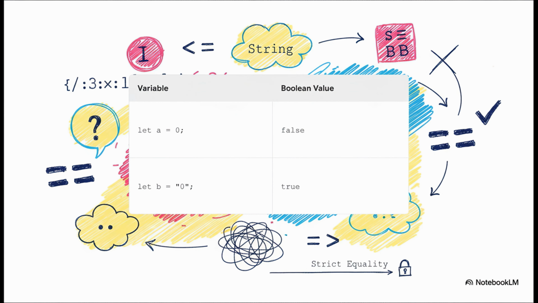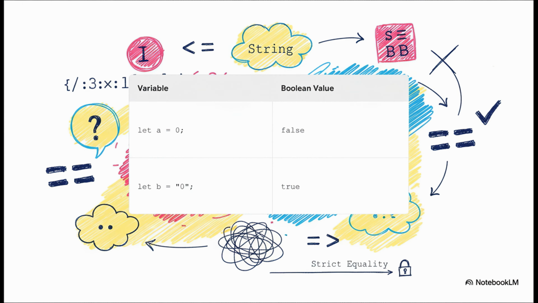Now this automatic type conversion leads to a really funny paradox. Get this. The number 0 by itself is considered a falsy value. So if you check it, it's false. But the string 0, because it's a non-empty string, is considered truthy. It's true. So you've got a false and a true. And yet, because of that automatic conversion we just talked about, if you use a loose equals equals to compare them, JavaScript says they're equal. So you can literally have two equal values that have completely opposite Boolean logic.